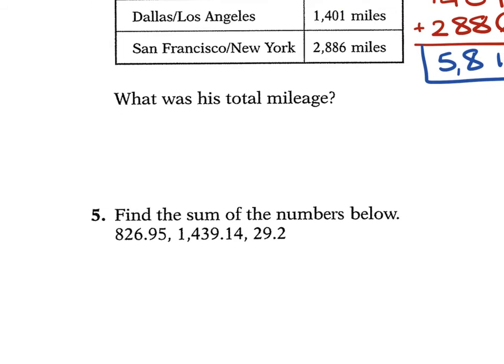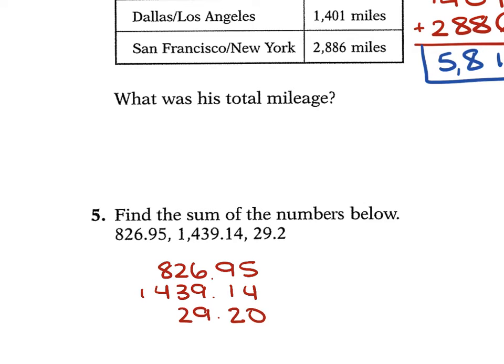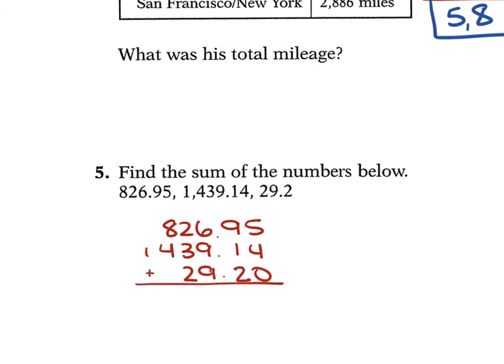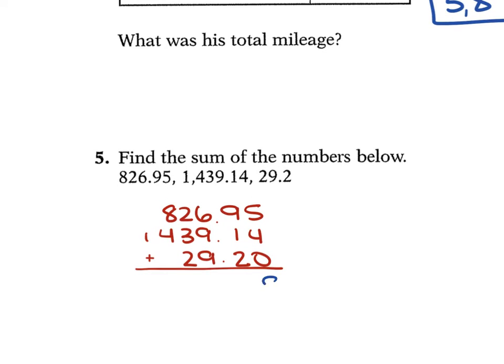So we have 826.95, 1,439.14, and 29.20. So to add these, 5 plus 4 is 9. 9 plus 1 plus 2 is 12. Put your decimal point down.